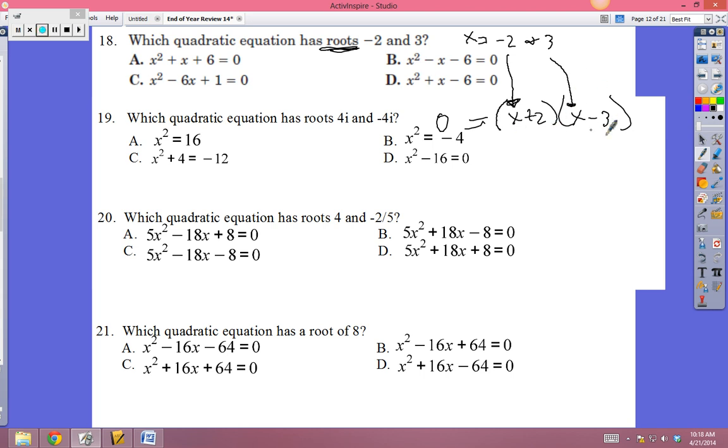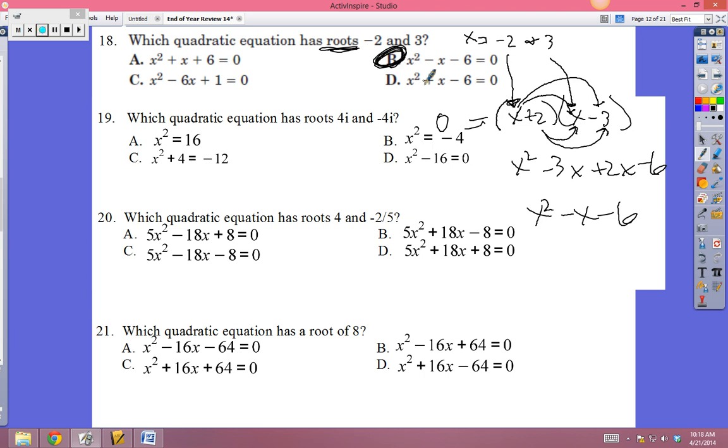So x plus 2 times x minus 3, and that's not any of the multiple choice, but if you multiply it through, x times x gives you x squared. x times a minus 3 is a minus 3x. 2 times x is a 2x. And 2 times a minus 3 is a minus 6. And if you combine those, you get x squared minus x minus 6. So that should match up with B.